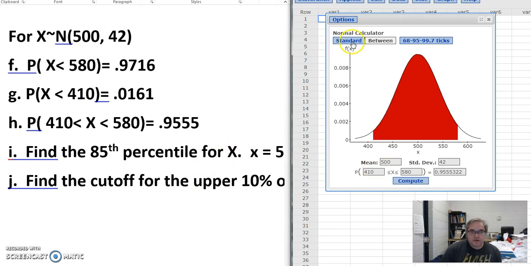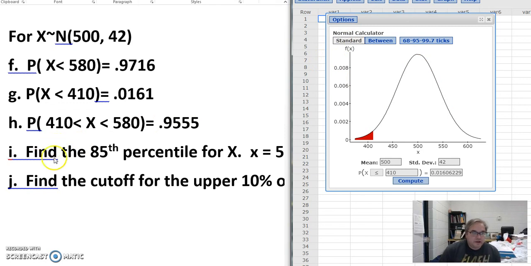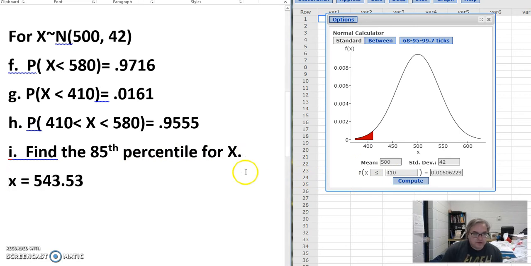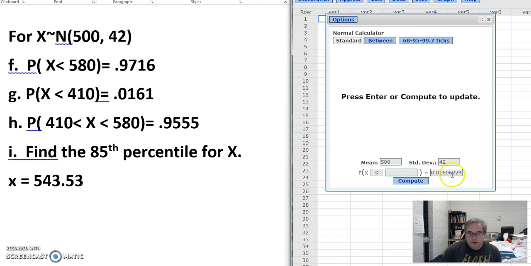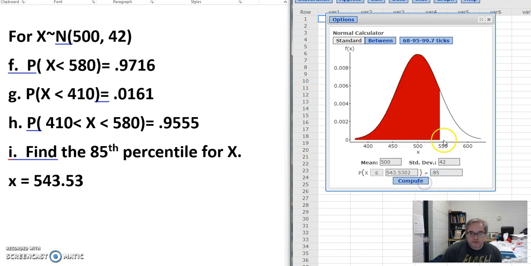Anytime I'm looking for a percentile, I have to go back into standard. Find the 85th percentile for X. So again, I'm going to click here so I can see it. That should be the answer we need. I'm going to clear this value, clear this value, and put in 0.85. That should give me the Z, or the X in this case. This X, 543.53, has 85% of the population less than it. The probability that I select an X less than that number is 85%.